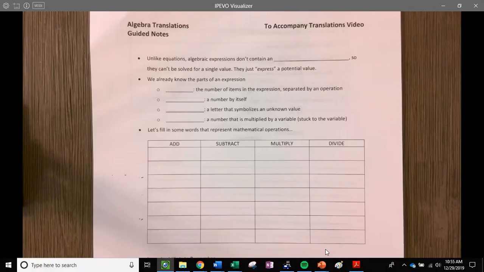Okay, everybody, welcome to the second part of your first night of homework for algebra, my Algebra All-Stars. You're really going to live up to that name, I'm really confident. So this portion of your homework assignment is about algebraic translations.